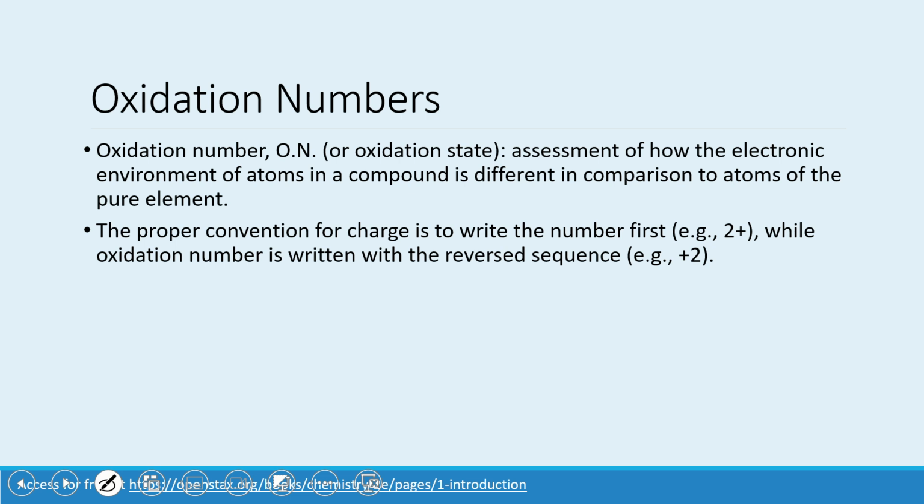So when we write charges, it always goes the number and then the sign, but when we look at oxidation numbers, we're going to flip that and put the sign first and the number second.